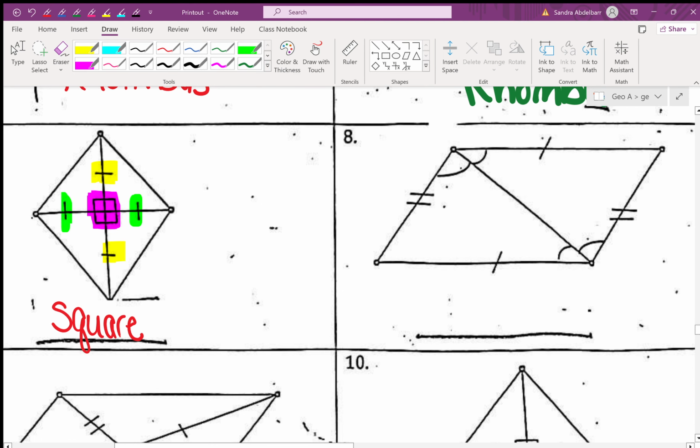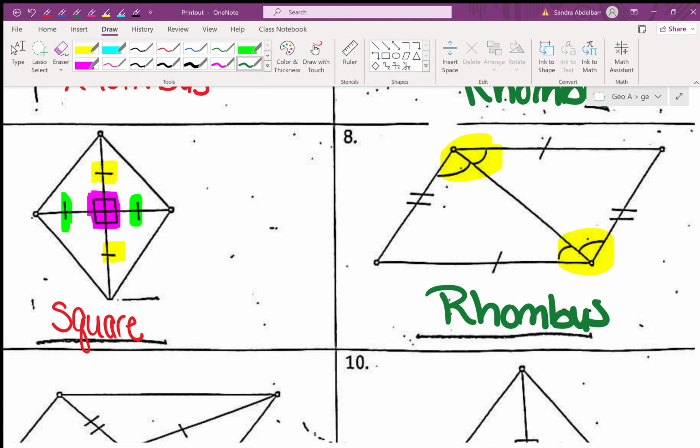All right. Number 8. First thing you always ask yourself is what? Is it a parallelogram? You tell me yes or no. Yes. Is there anything extra special here? Yes. The diagonals do what to the angles? Bisect the angles. Which figure does that? A rhombus. This is a rhombus.